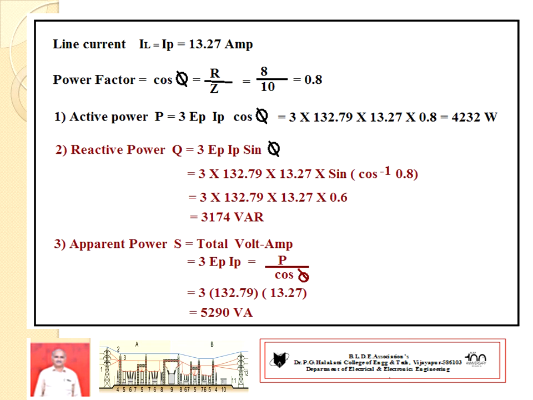Last, apparent power, sometimes also called total volt ampere, equals 3 times EP IP, or it may also be calculated as power divided by cos phi. Cos phi cancels, and the remaining is 3 times EP IP. Use whichever you feel is easy. So we get 5290 volt ampere, which should be VA.